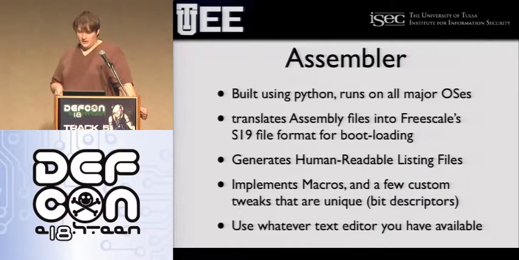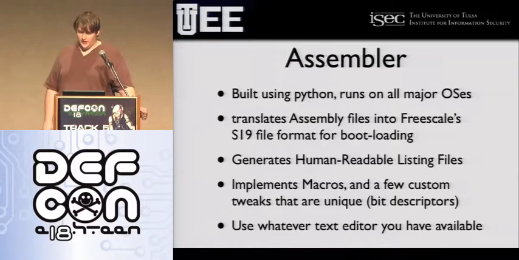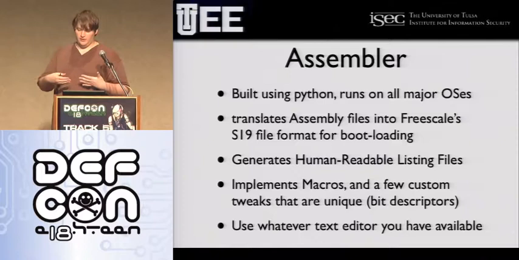It's on the conference CD, and it's pretty simple. You just run the Python file with an ASM file, which is just assembly instructions, and it generates the S19, which is the binary that you upload to the board later. And the assembler also spits out what's called a listing file, which is the assembled binary right next to the code so you can see what it looks like.